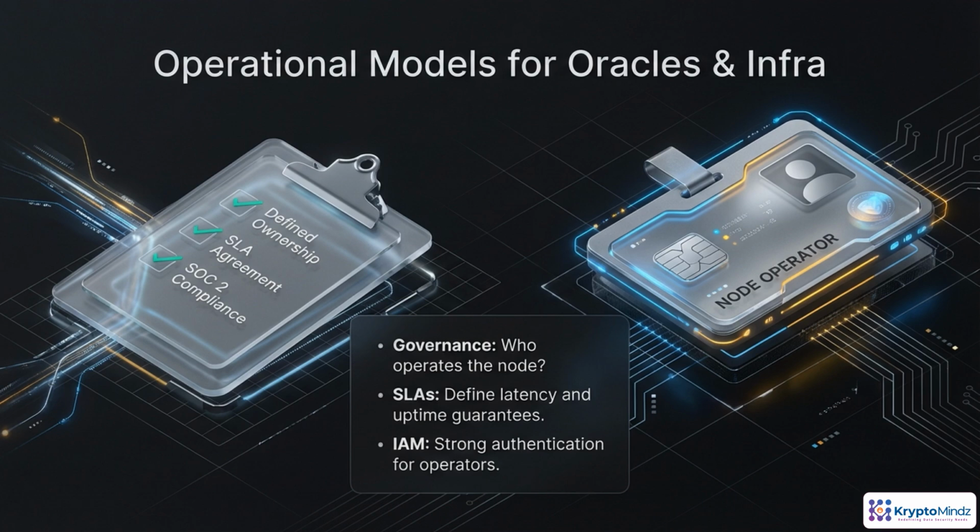Introducing oracles and their supporting infrastructure also requires clear operational models, not just technology. First, governance. Which organization runs each node, and who is accountable when something breaks or needs upgrading? Second, SLAs. You must codify latency, uptime, and support expectations so downstream systems can rely on them. Third, IAM. Operators need strong authentication and access control, aligned with enterprise security standards.